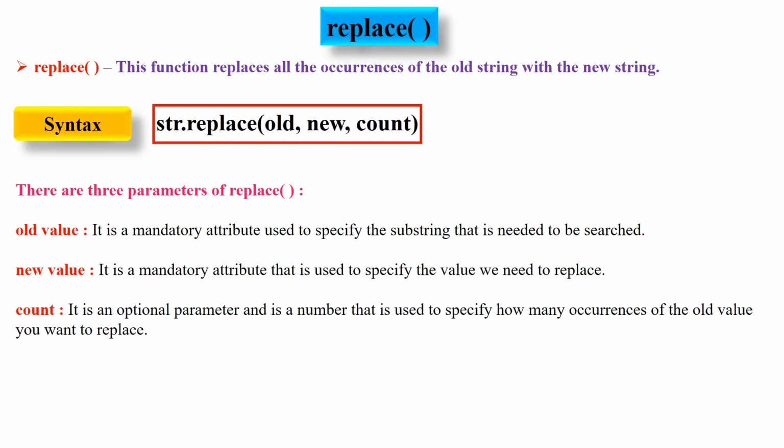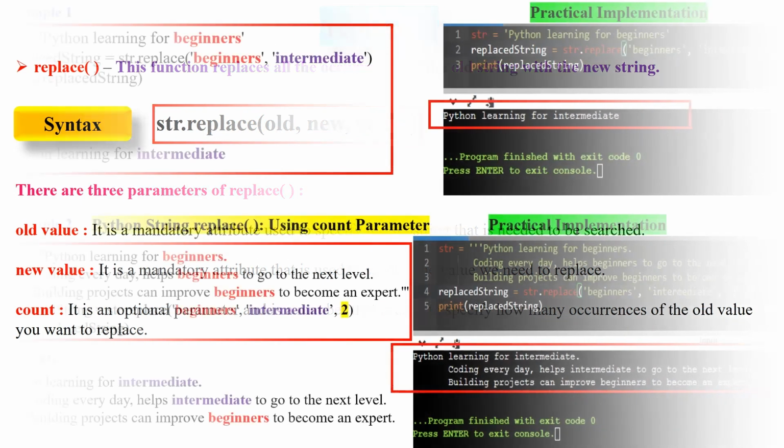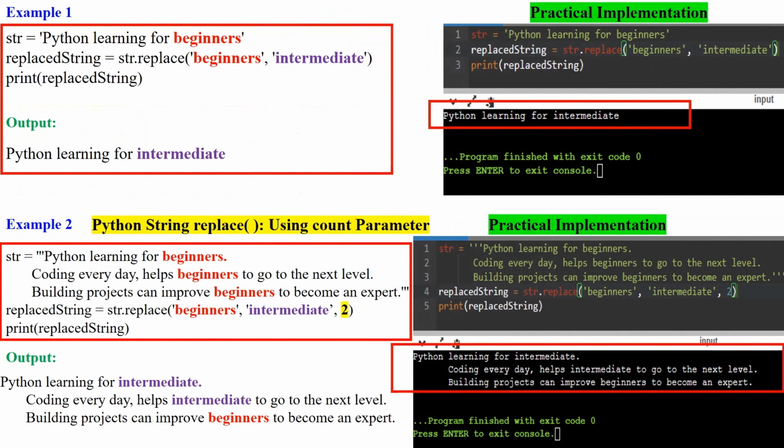There are 3 parameters of the replace function. Old value. It is a mandatory attribute used to specify the substring that needs to be searched. New value. It is a mandatory attribute that is used to specify the value we need to replace it with. Count. It is an optional parameter and is a number that is used to specify how many occurrences of the old value you want to replace. Let's see example 1.